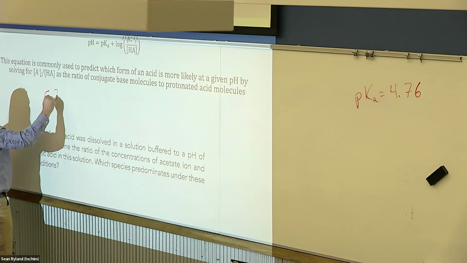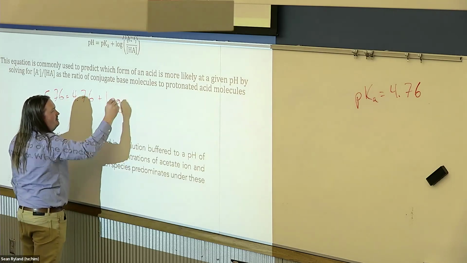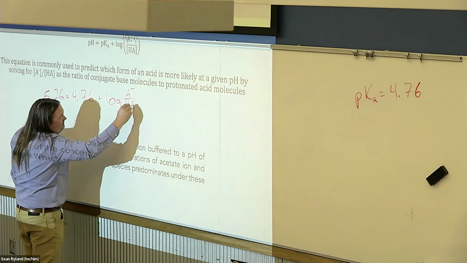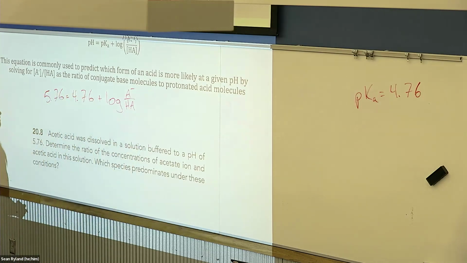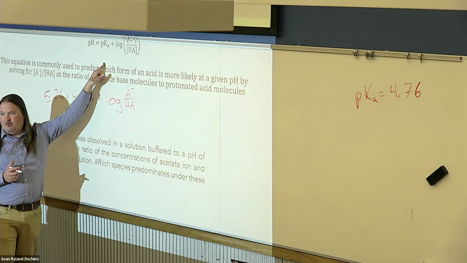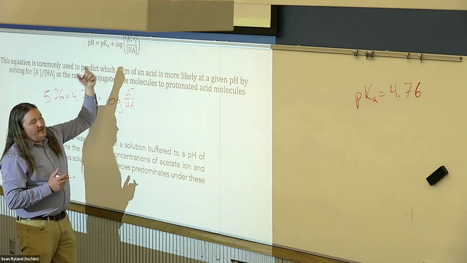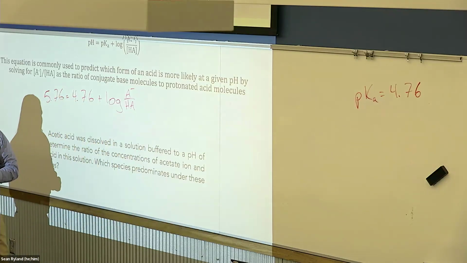So 5.76 equals 4.76 plus log of that ratio. So again, most, especially on the biochemical side of things, and even to some extent in biochem, they use this equation a lot. They just call it the buffer equation because they use it to make a buffer. If you want to make a solution and keep it at a certain pH, this is what you do to figure out, okay, I need to add this many moles of sodium acetate and this many moles of acetic acid, and then I can get that right ratio.